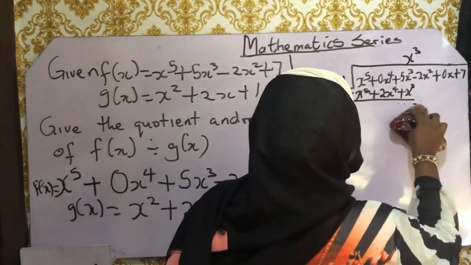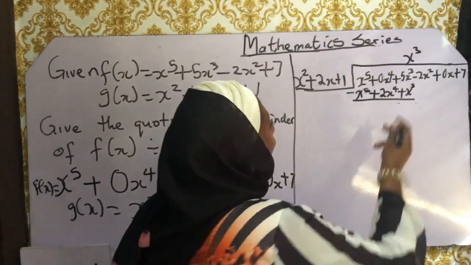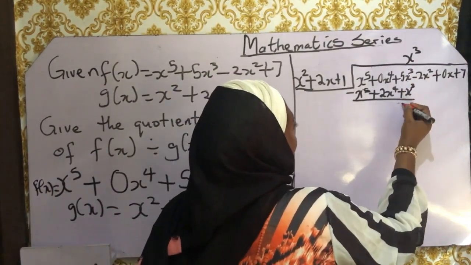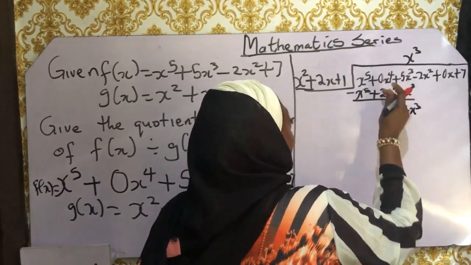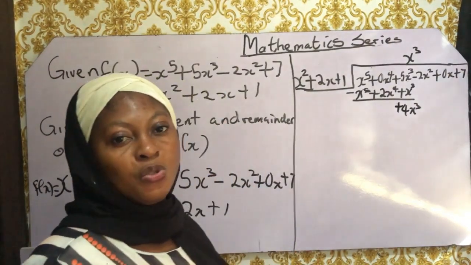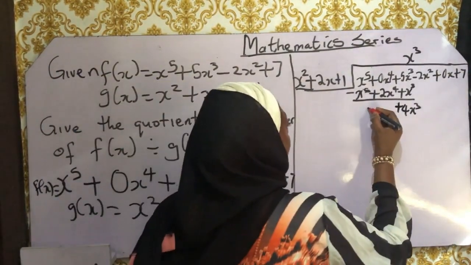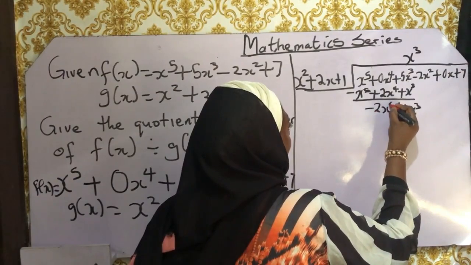Let me write this and get it. So 5x to the power of 3 minus x to the power of 3 will give you plus 4x to the power of 3. 0x to the power of 4 minus 2x to the power of 4 will give you minus 2x to the power of 4.